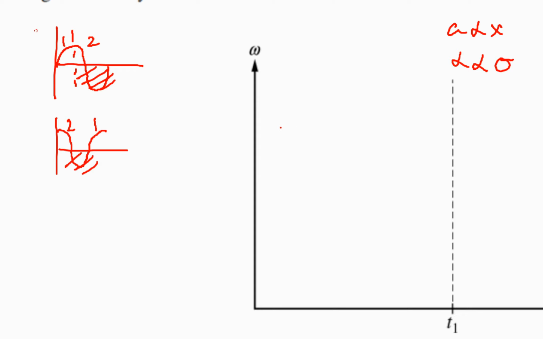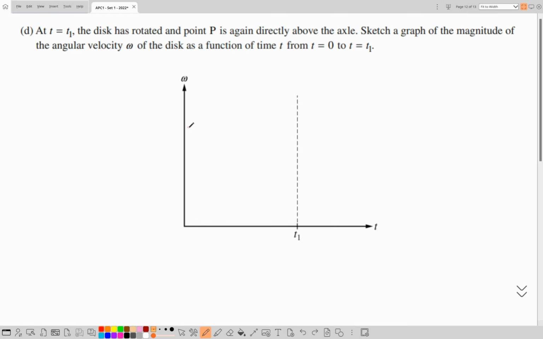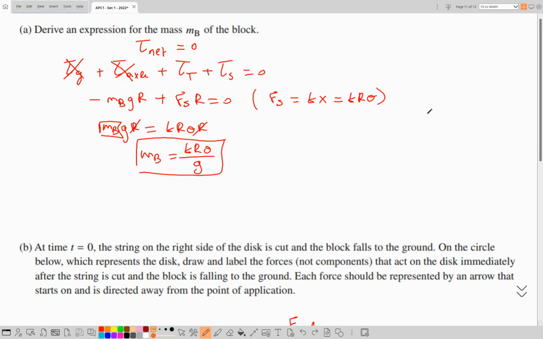And this depends on the problem. If omega is increasing, then omega would be represented by 1. If omega is decreasing, it would be represented by 2. Then let's check. At t is equal to t1, the disk has rotated, and point P is again directly above the axle. So what's happening here, that at t is equal to t1, the disk has rotated, and the point P is again directly above the axle.